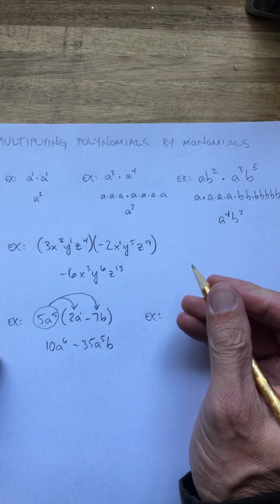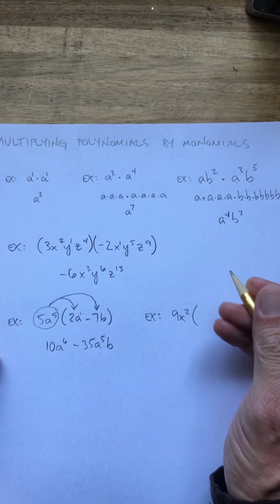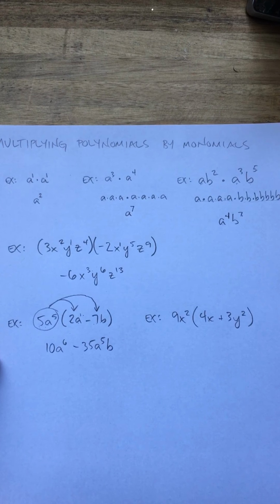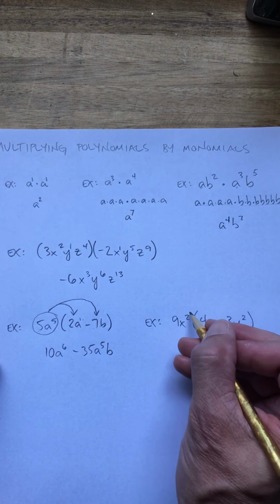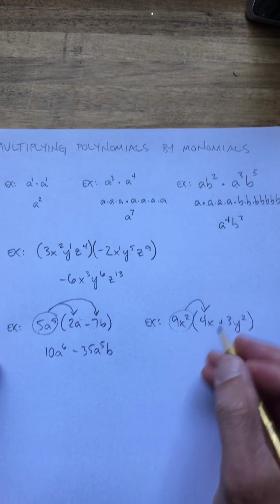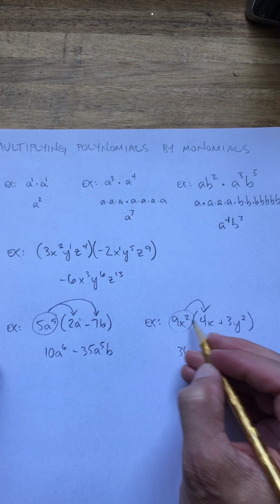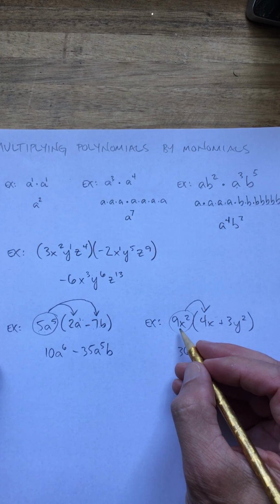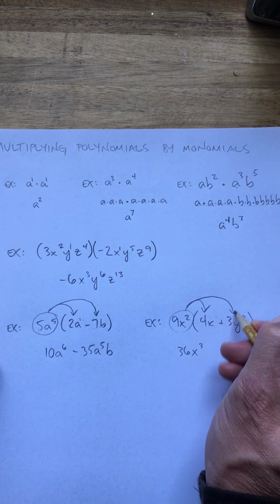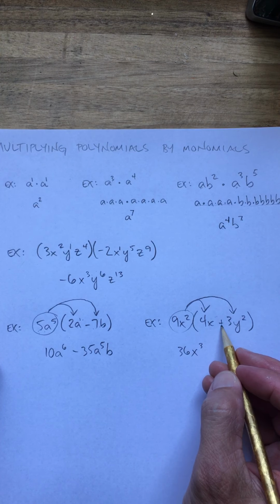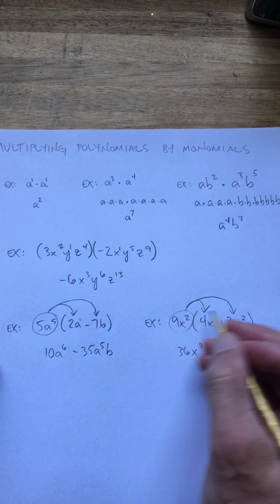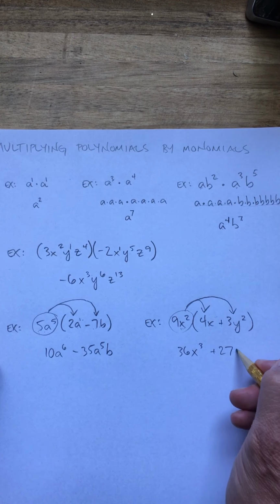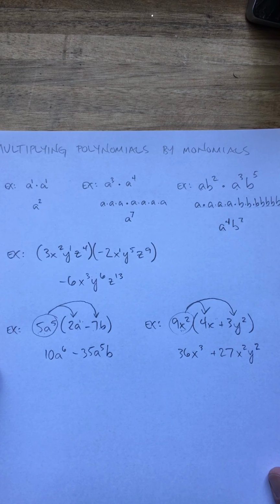Here, you try this one. 9x squared times 4x plus 3y squared. Okay, you try that one. All right, here we go. 9x squared, we're going to take that guy and multiply it to this guy. So 9 times 4 is 36. X squared, x to the first, add them. 2 and 1 is 3, so x to the third. Plus, right, so 9x squared. Now we're going to multiply it to this guy. 9 times 3 is 27. It's a positive 3, so plus 27. X squared times y squared. The bases are not the same. The variables do not match, so just write them separately. X squared, y squared.